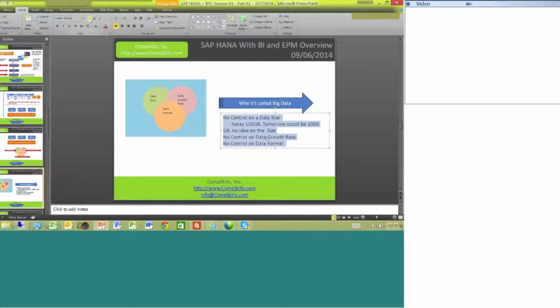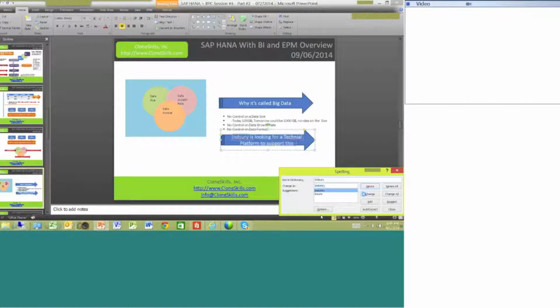This is something that nobody has any control over. Since nobody has any control, we need a platform to support this. This is why it's called big data. What is industry looking for? Industry is looking for a technical platform to support this.